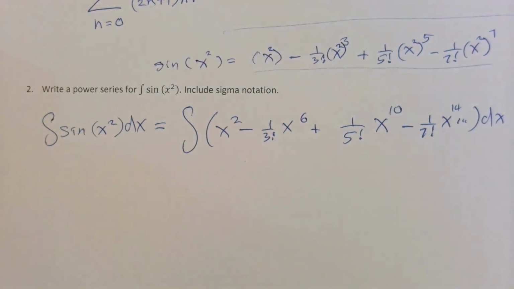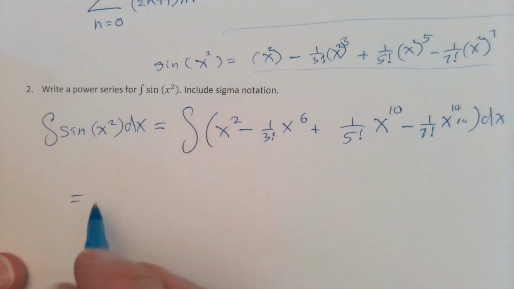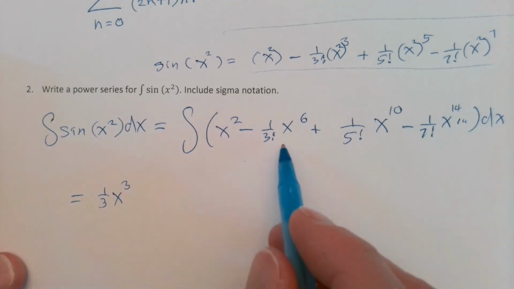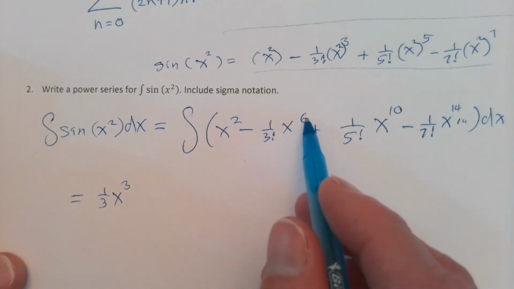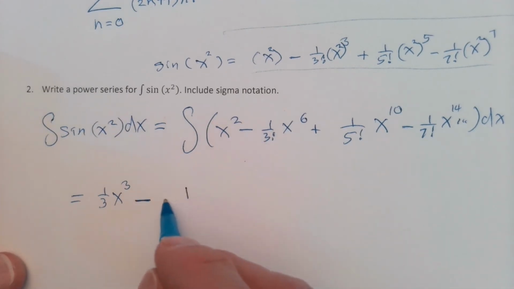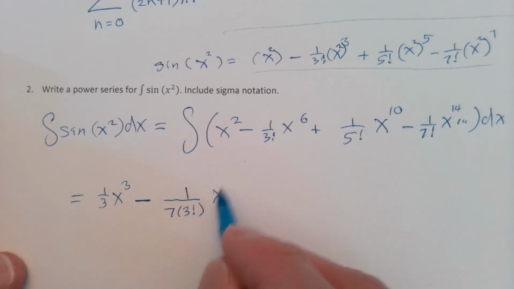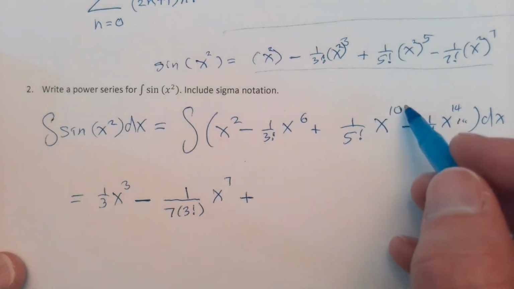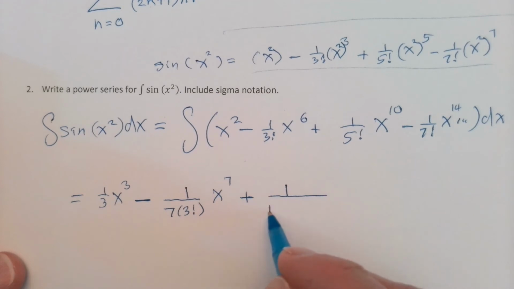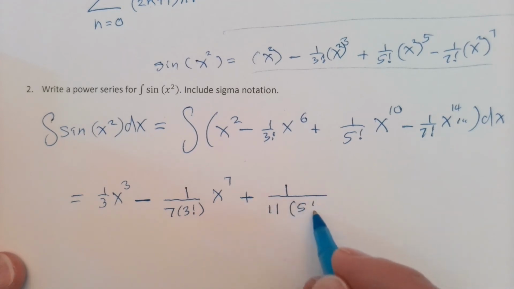So now, just term by term, take an antiderivative using the inverse power rule. This becomes 1/3 x cubed. This becomes x to the 7th power. So down here where the 3 factorial is, you're also going to have a 7. Then we're back to plus. We'll raise this to the 11th power. You're going to have to divide by that 11. So this fraction will have an 11 and a 5 factorial in its divisor.